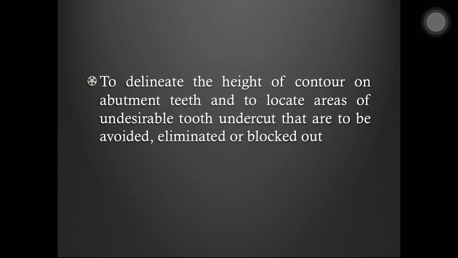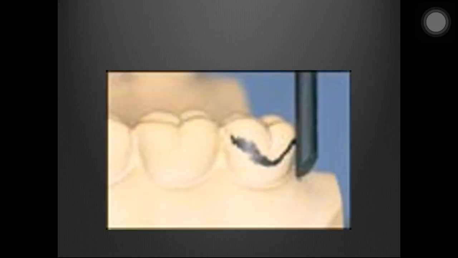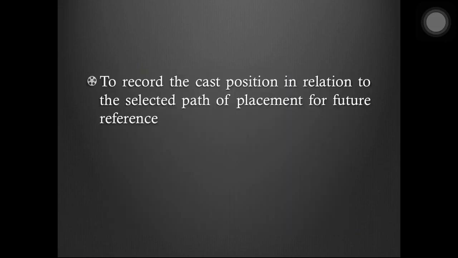Also to delineate the height of contour on abutment teeth and to locate areas of undesirable tooth undercut that are to be avoided, eliminated or blocked out. I hope that you guys identify this, that with the help of a carbon marker on the surveyor, this is the height of contour of the tooth. This is the infrabulge area, this is the suprabulge area.